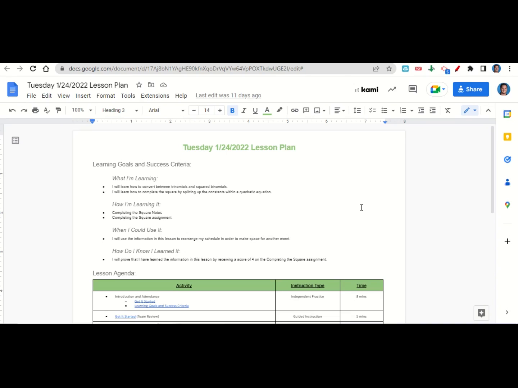When can we use this information? To rearrange your schedule in order to make space for another event. How do you know you learned it? By getting a score of 4 on the completing the square assignment.